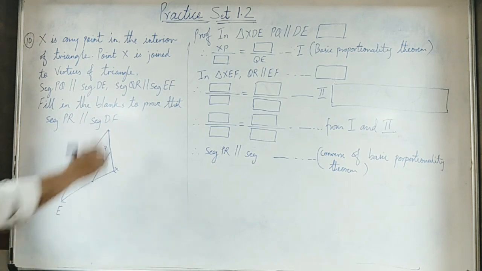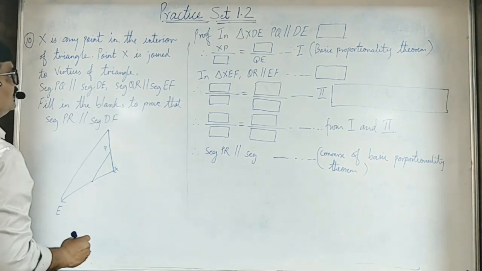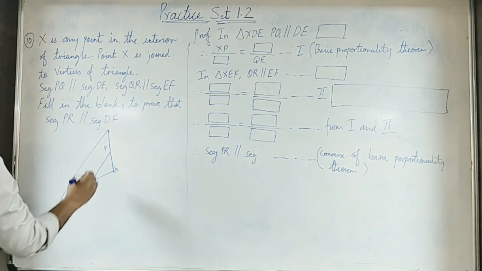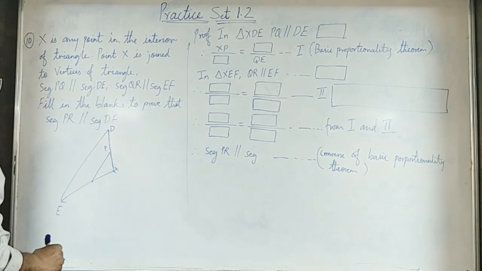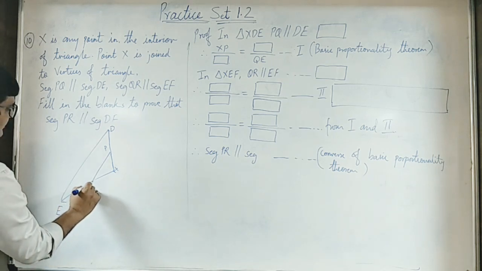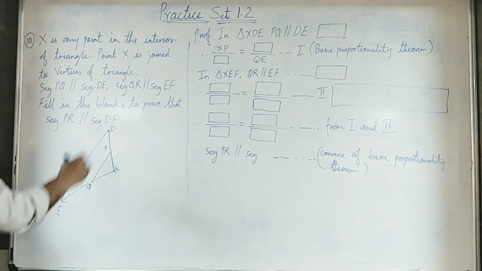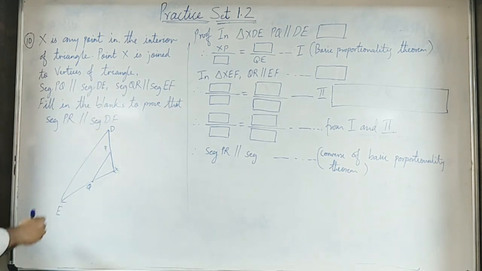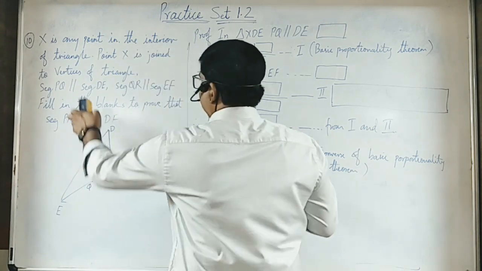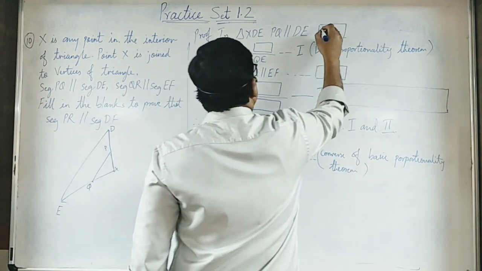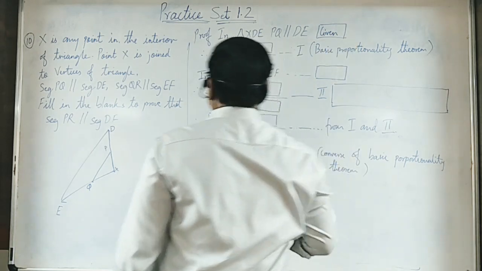So here in triangle XDE, you have PQ parallel to DE. Can you see the diagram? PQ parallel to DE is given to us. That is all. So here you have to write: given, PQ parallel to DE.